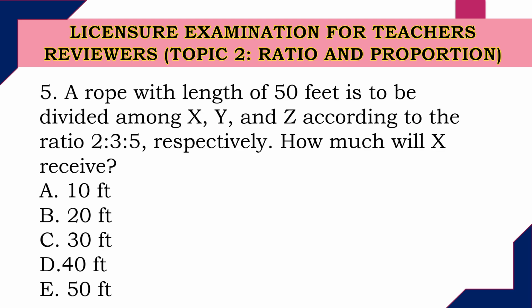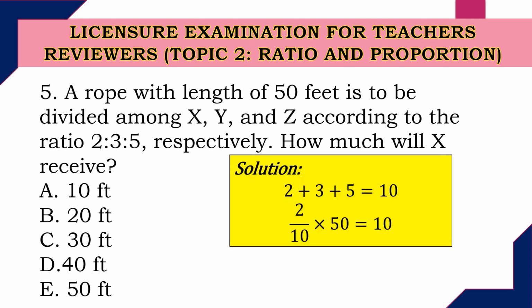Number 5, a rope with length of 50 feet is to be divided among X, Y, and Z according to the ratio 2:3:5 respectively. How much will X receive? A. 10 feet, B. 20 feet, C. 30 feet, D. 40 feet, E. 50 feet. So this is another situation that makes use of partitive proportion. So we are going to divide 50 in the ratio of 2:3:5. So let us add 2 plus 3 plus 5 and that is 10.